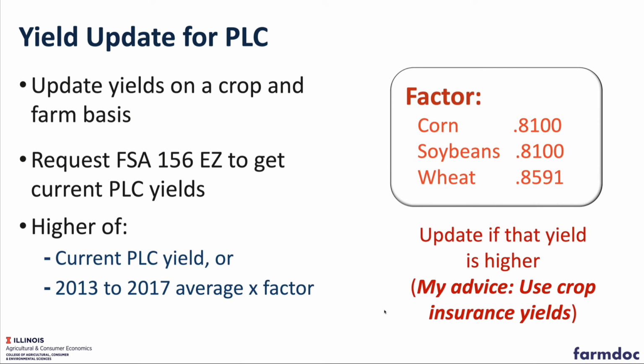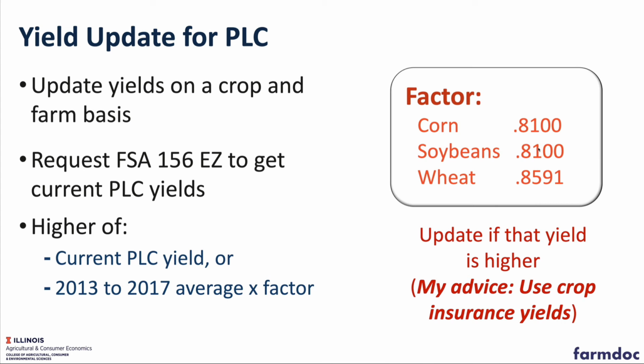Okay, last topic here is yield update. And the simple answer to this is you'll be calculating your average yields from 2013 to 2017, taking it times this factor. And if that number is higher than the current PLC yield for the farm, you will take the updated yield. If your current yield is higher than the update yield or what you calculated here for 2013 through 2017, you will keep that yield. Those decisions can be made on an individual crop basis across FSA farms.